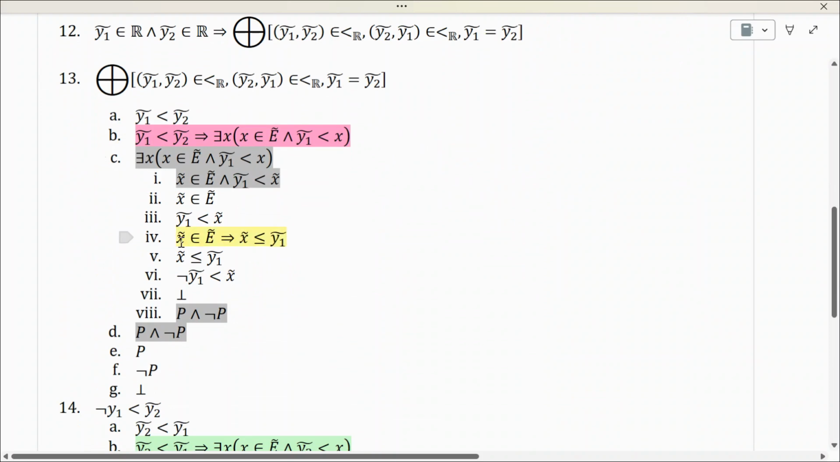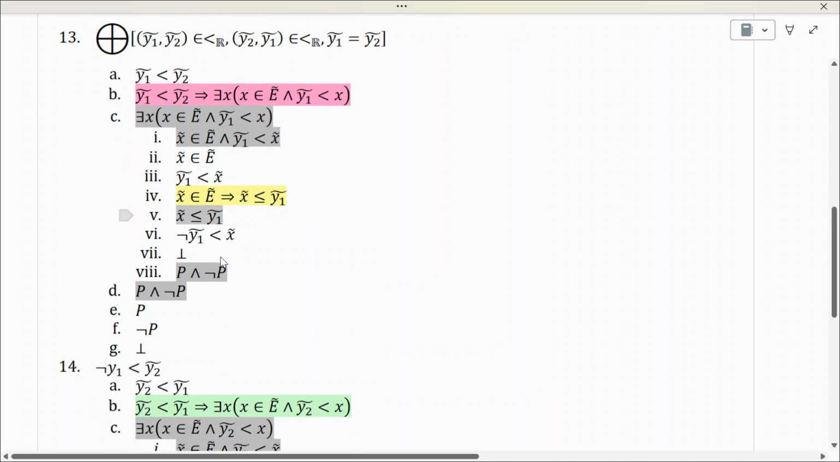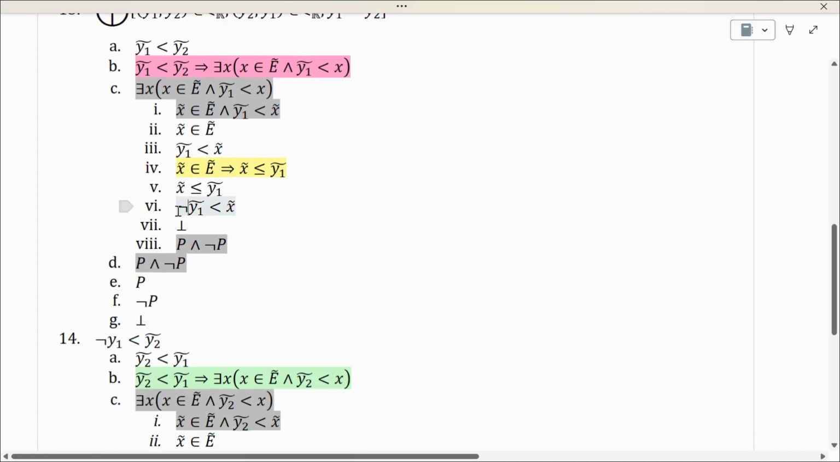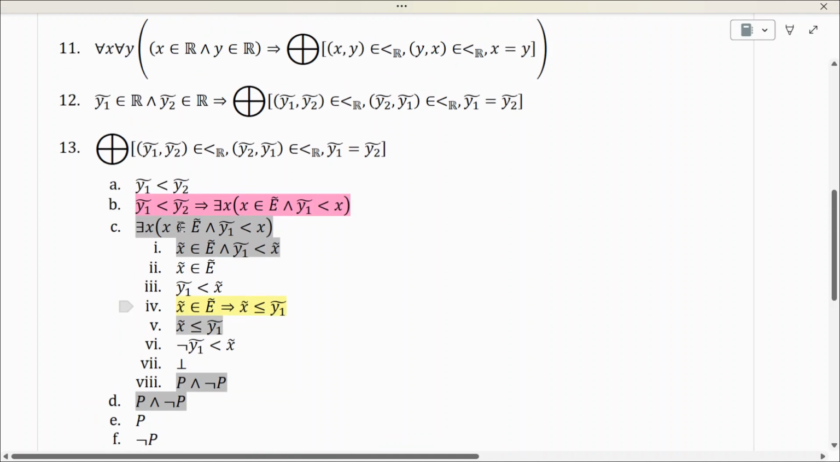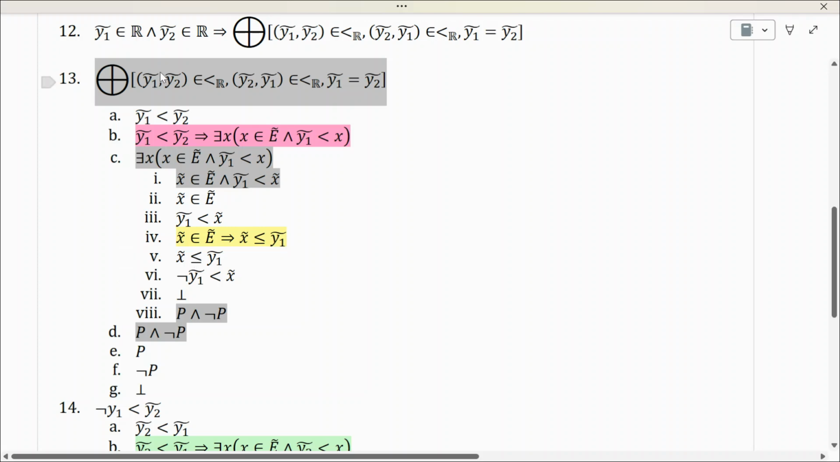So here, and indeed, we have that. But then we reach a contradiction here, because y1 tilde is less than x tilde. So this is the same thing as saying not y1 tilde is less than x tilde. Recall the law of trichotomy, which is essentially that exactly one of these situations must occur.